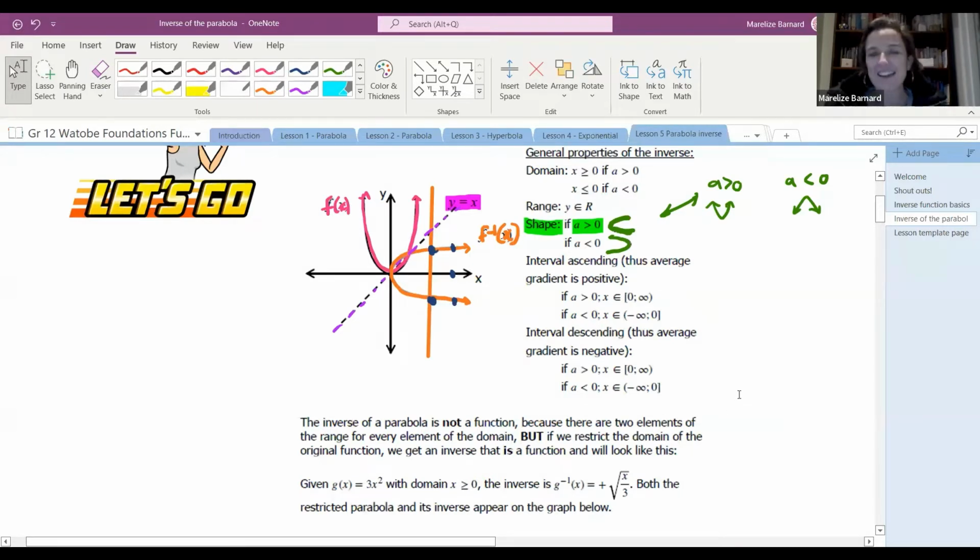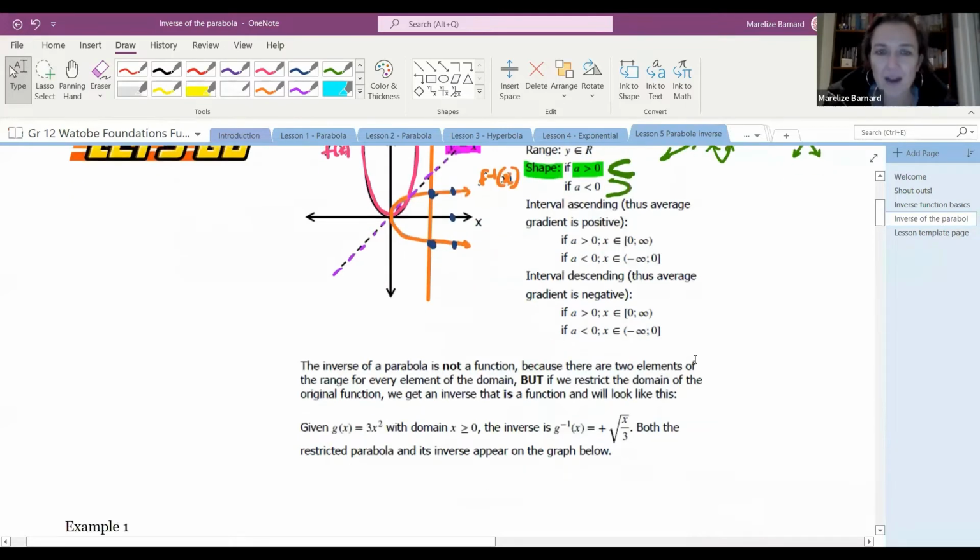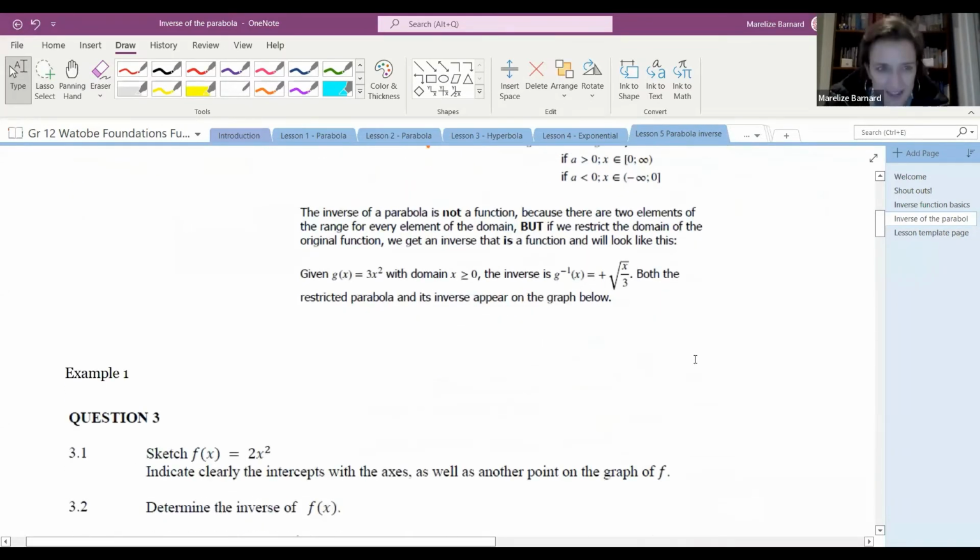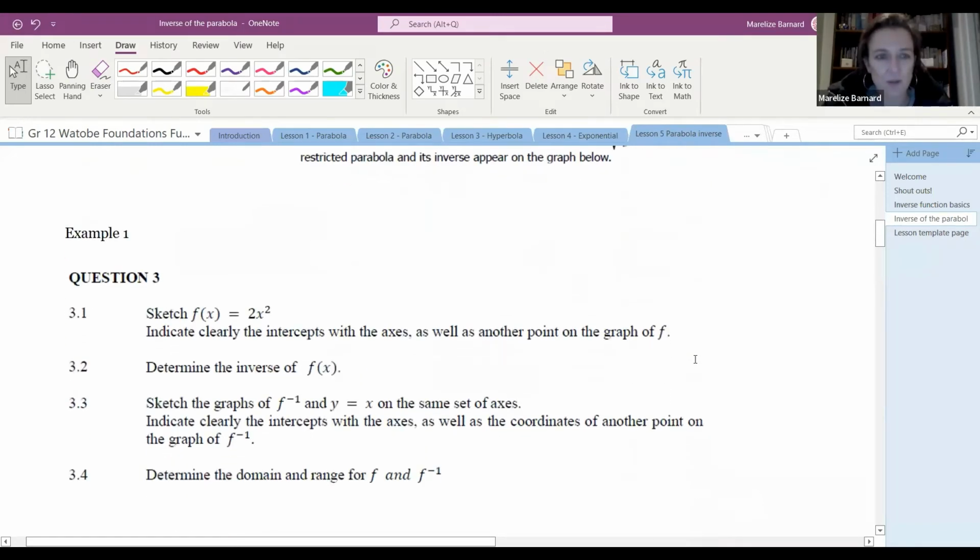Okay, guys. So the domain restriction is only going to apply to the parabola. And make sure you understand why we do it. It's that whole thing about it not being a function when it's the inverse. And then by restricting the domain, we make it a function. Okay. So a lot has been said. I think we must do a question.